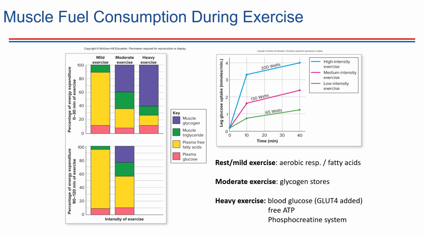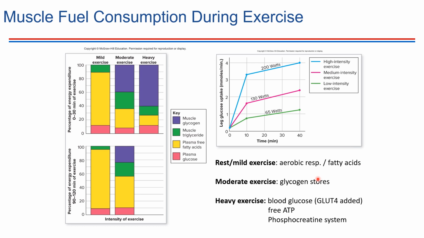So when we look at how we use fuel during exercise, we've got to consider the different types of exercises. And I've broken this down into 3 different categories. We have resting or doing mild exercise. In that, we're going to include all of our aerobic activities. So we're using aerobic respiration. We're going to be using our fatty acids a lot with that because those give us our greatest impact for ATP per gram of fatty acid.